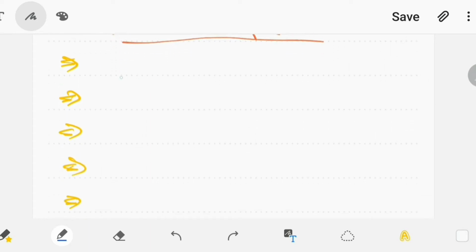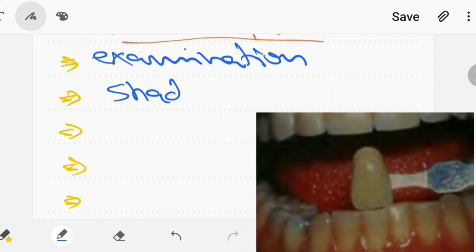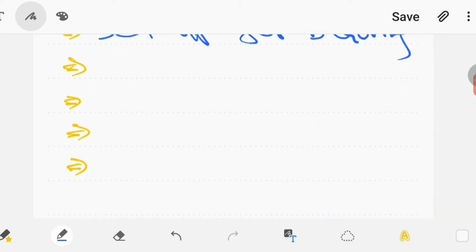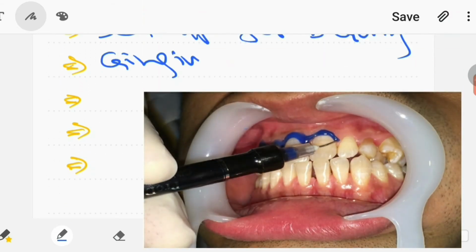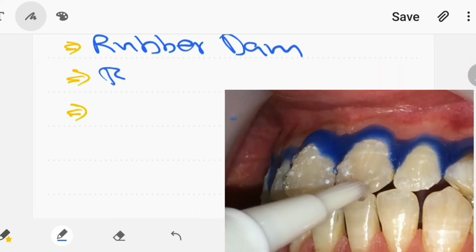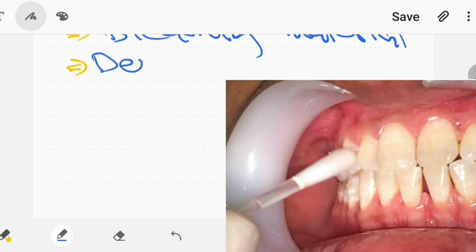First of all, we do clinical examination, shade selection, setup for bleaching, gingival barrier, rubber dam application, application of bleaching material, and the application of desensitizing agent.